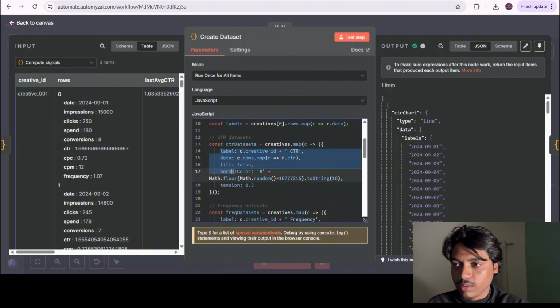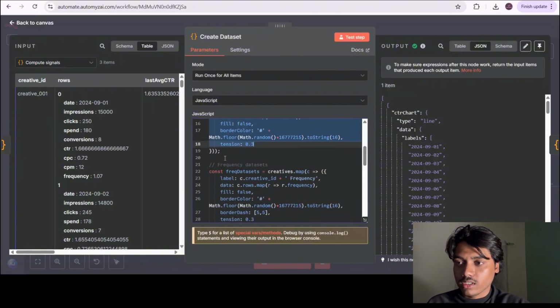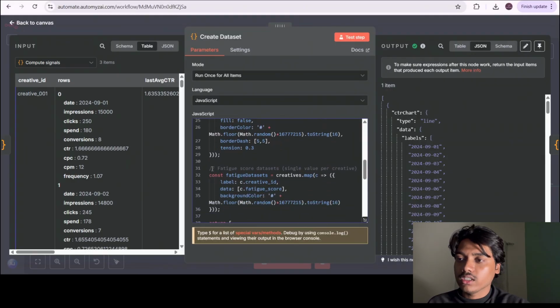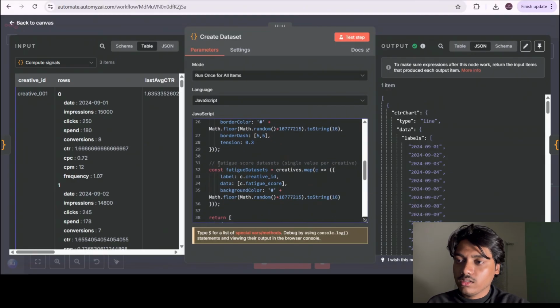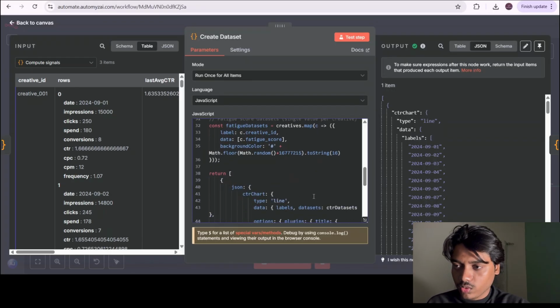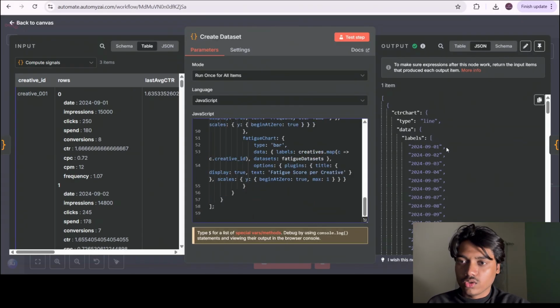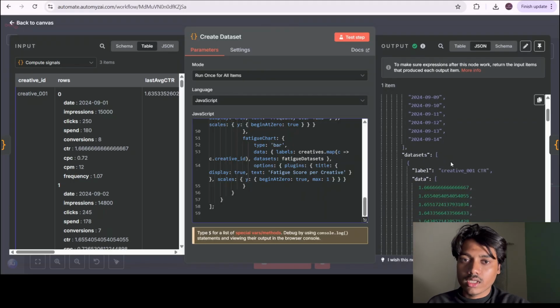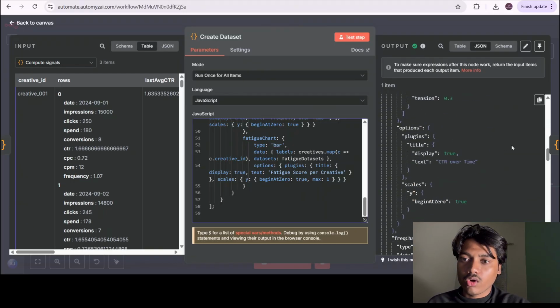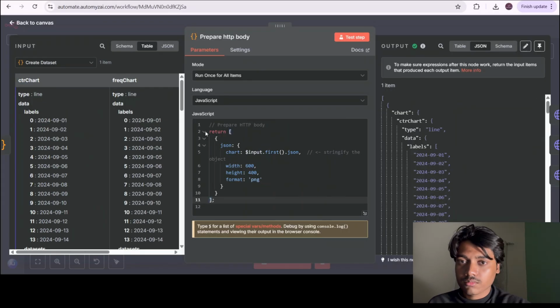For that we are using the labels, data, then the field, border color, then the tension. Similarly, we are creating the dataset for the frequency and the dataset for the fatigue score. So this is the code for this, and we are returning this in a JSON object. So this is the output. Here are the labels and all the datasets which are used for mapping of this chart. This node is not useful. I had added it to prepare the HTTP body, but I found that it is not needed.